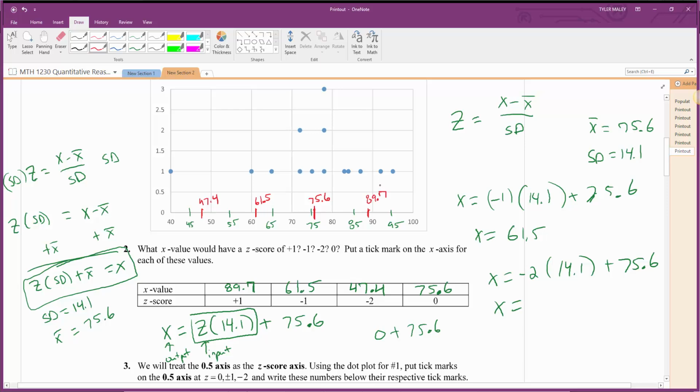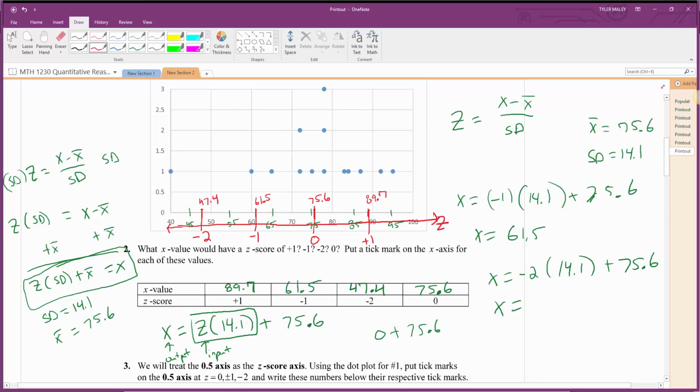So 75.6 refers to a z-score of 0. This corresponds to a z-score of -1. This corresponds to a z-score of -2. And this would be +1, 89.7, yep, +1. So this can be thought of as my z-axis.